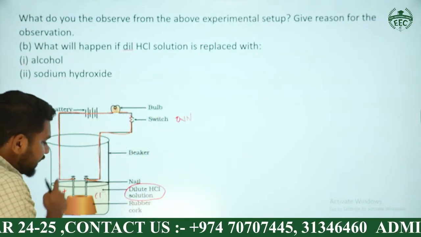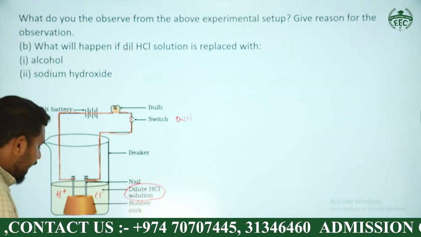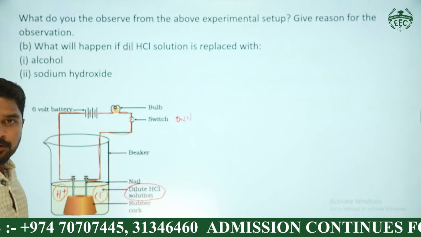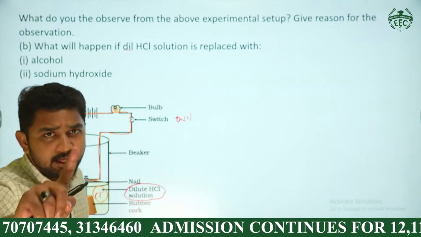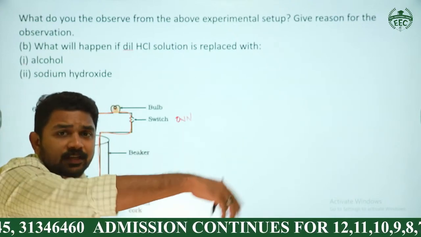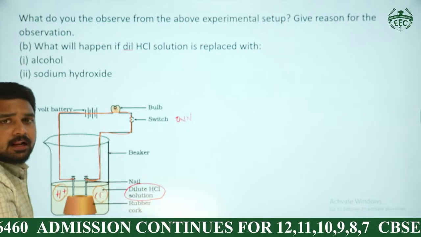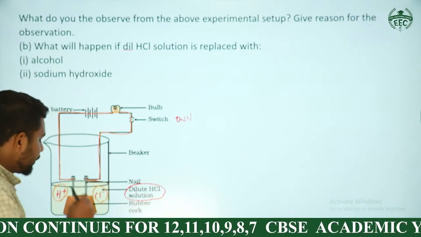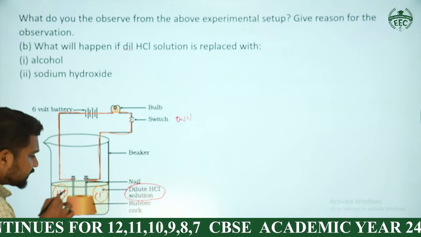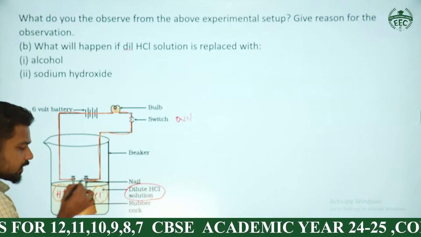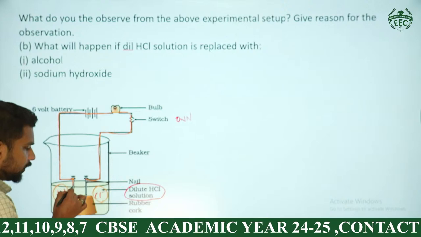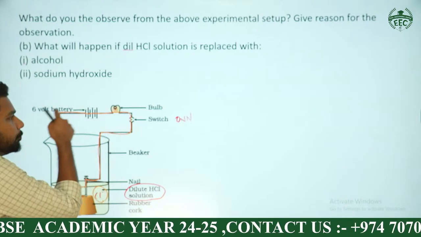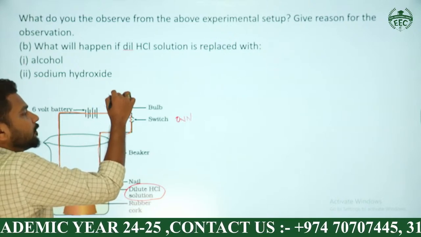If it is HCl, it has an H plus ion and a Cl minus ion. It's not a fixed ion. Ions can easily move in HCl, in AgNO3, in CuSO4, in ZnSO4. So these ions will carry the electric current. Like this, you can see, now the electrical circuit is completed and the bulb will glow.